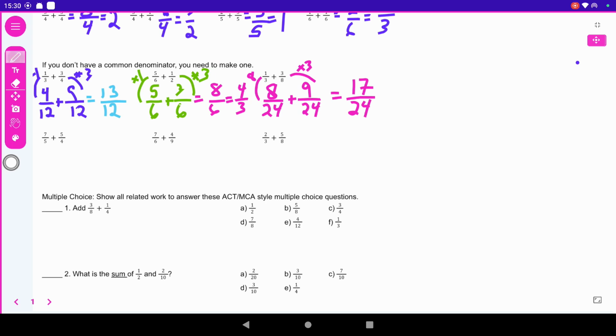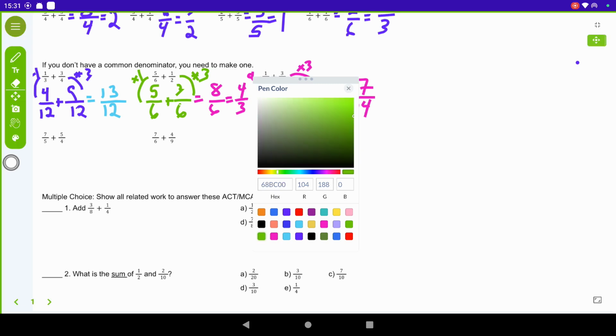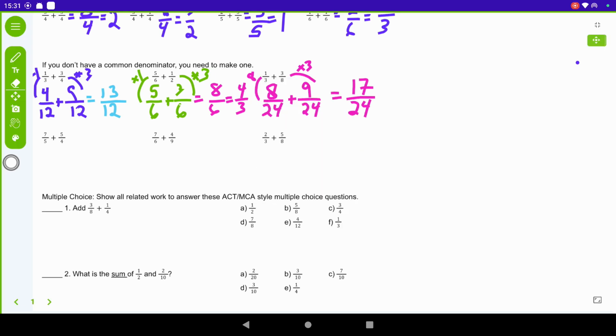Yeah, so our next one here, 5 and 4, our common denominator is 20. What do you multiply 5 by? Well, that's times 4. 7 times 4 would be 28. On the right side, we're going to multiply by 5. 5 times 5 is 25. Add your numerators together. 28 and 25 add to be 53 over my common denominator of 20.